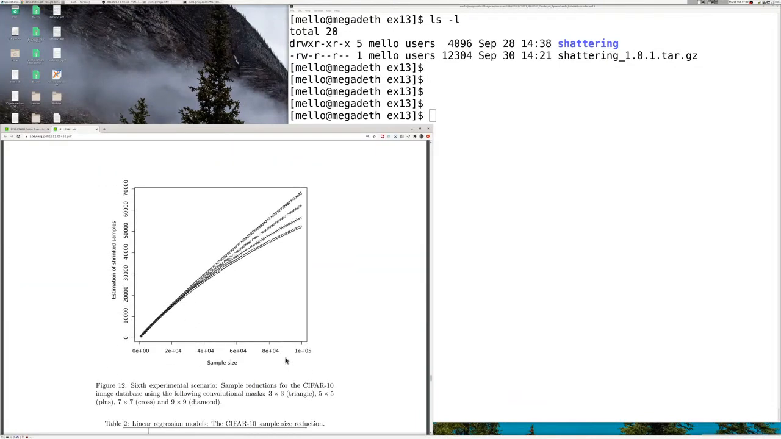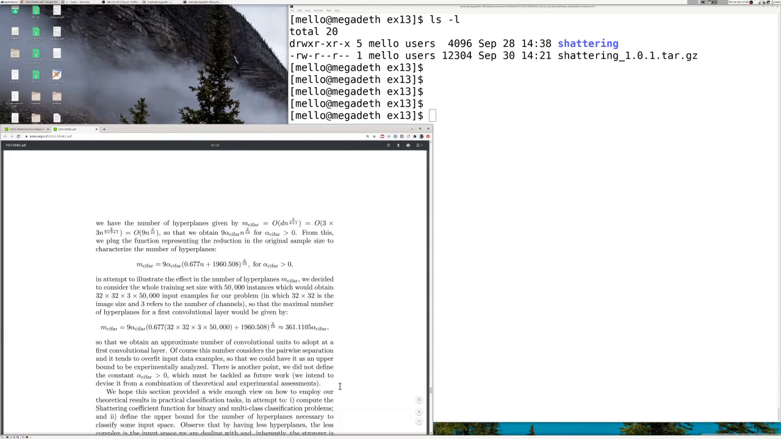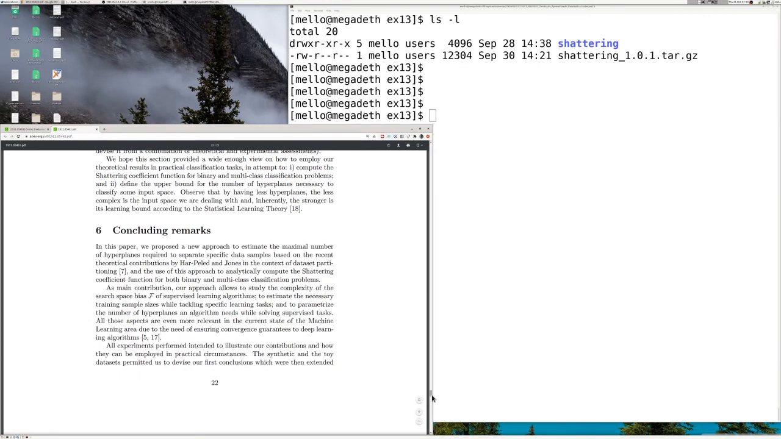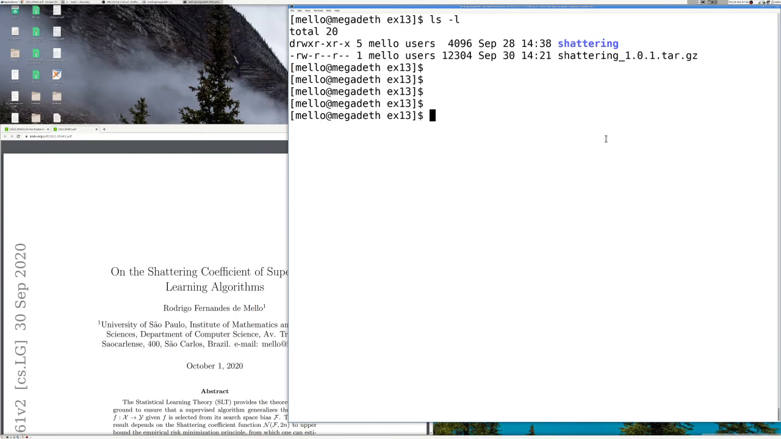Okay, of course, here are some results for CIFAR, as I mentioned, and concluding remarks. What is interesting is that after writing this paper, I decided to share with you a package called Shattering.